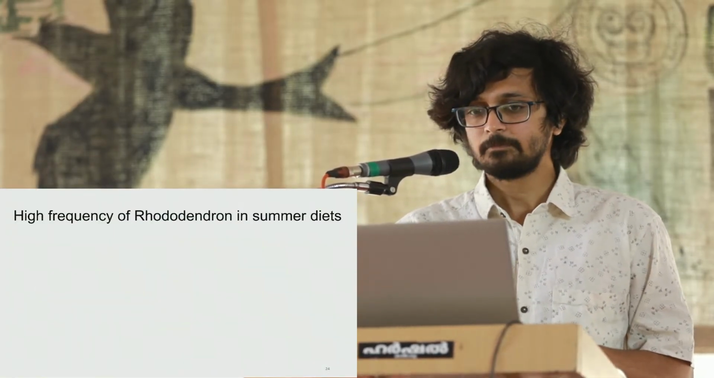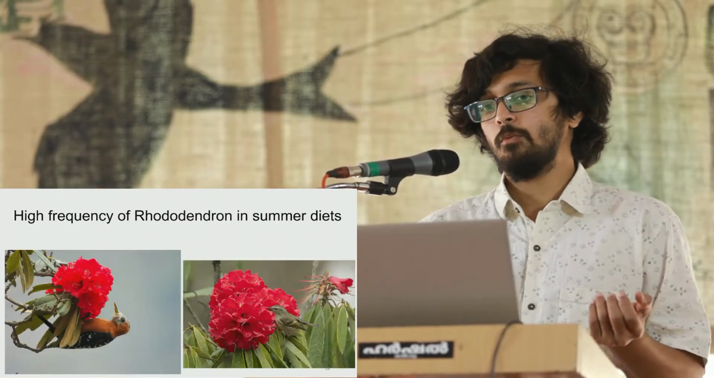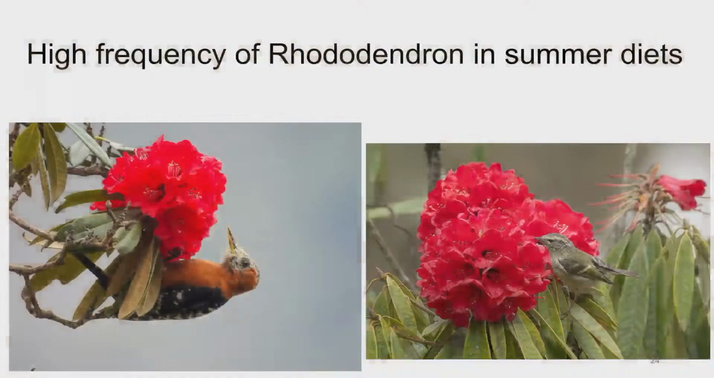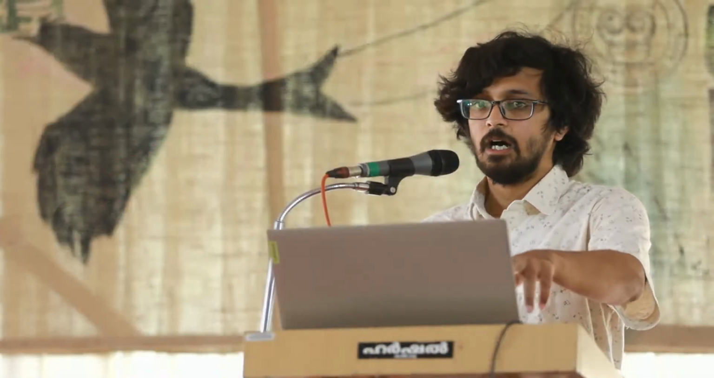The other interesting thing that I found was that it didn't matter whether you were a resident or a migrant. All species had a lot of rhododendron in their diet. Rhododendron in the Himalayas flowers en masse in the March-April period, and it's a source of instant energy. So all species of birds, like this rufous-bellied woodpecker on the left, that is a resident, and this buff-barred warbler, which is a migrant, all of them feed extensively on the nectar of the rhododendron.